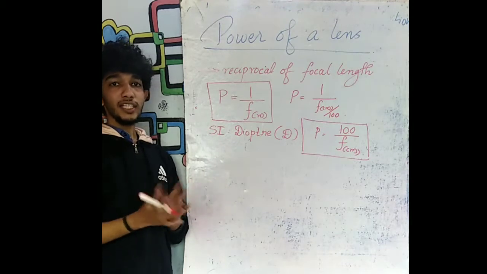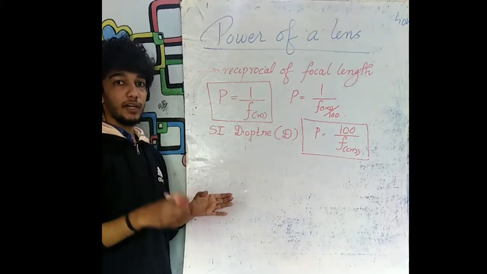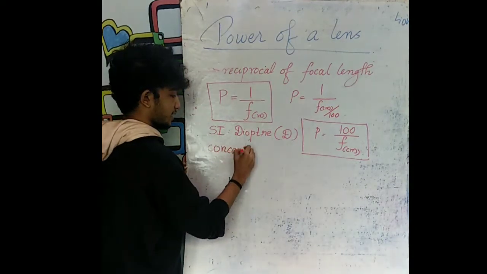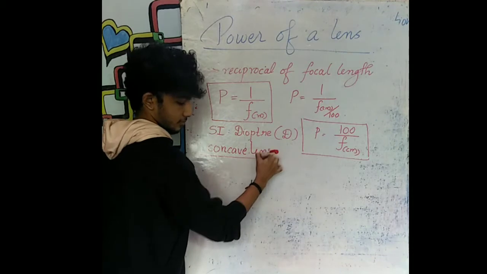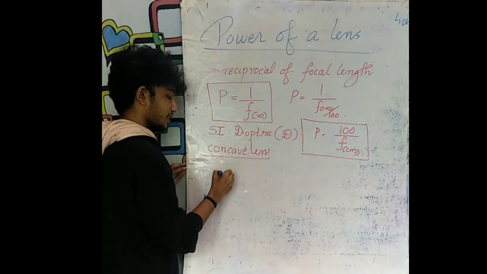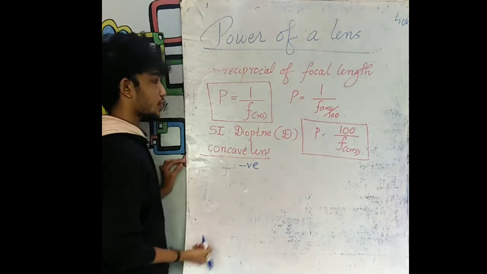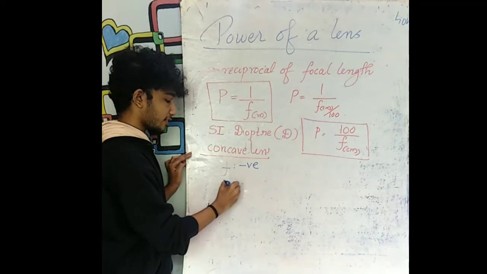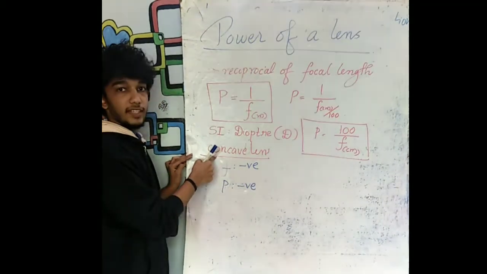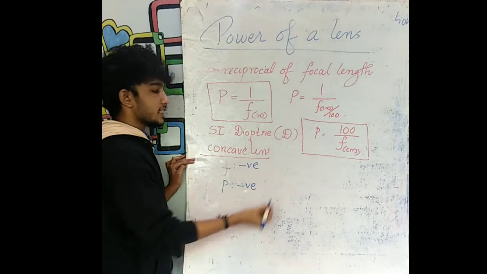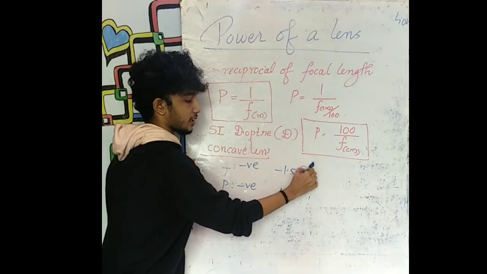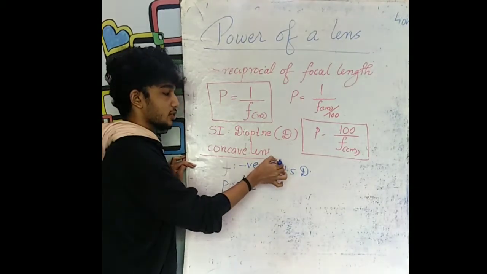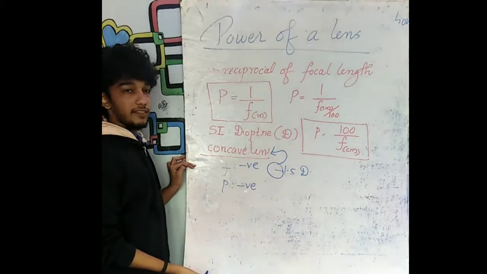Now, what about the sign of power in the case of concave and convex lens? So we know that in the case of concave lens, focal length is negative. So what about power? 1 by minus F, so power will be negative. Therefore power also will be negative in the case of a concave lens. If a lens is given and suppose its power is given as minus 1.5 diopter and you are asked to identify which lens it is, just by looking at the sign we should understand that it is a concave lens.